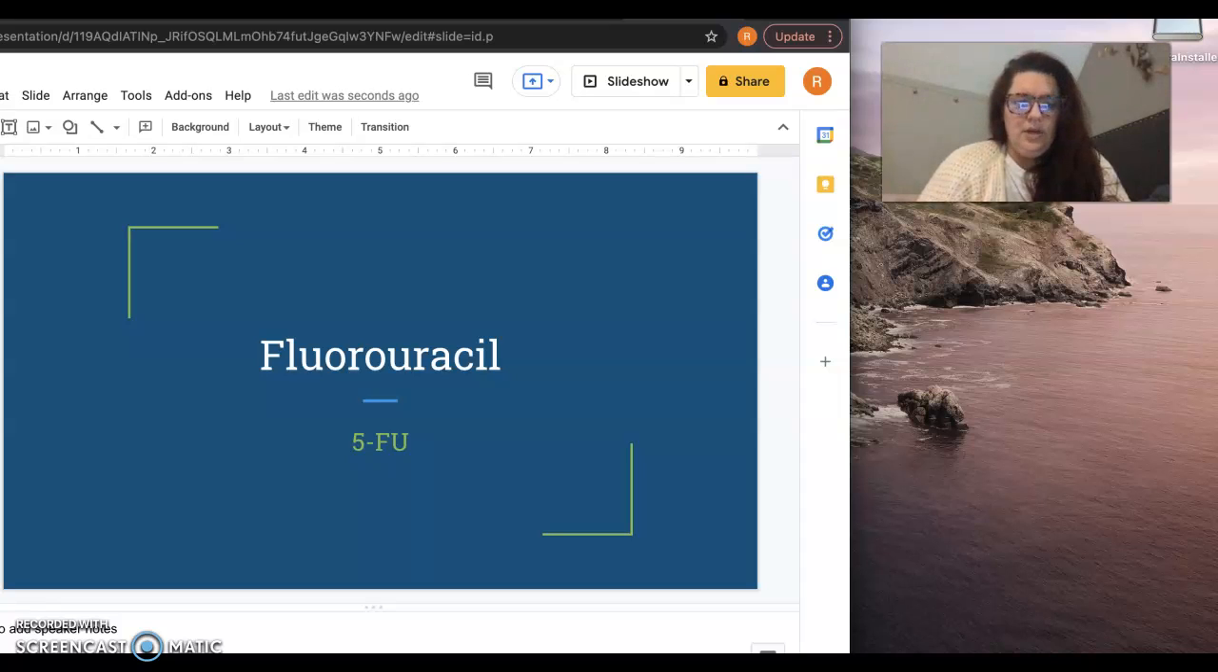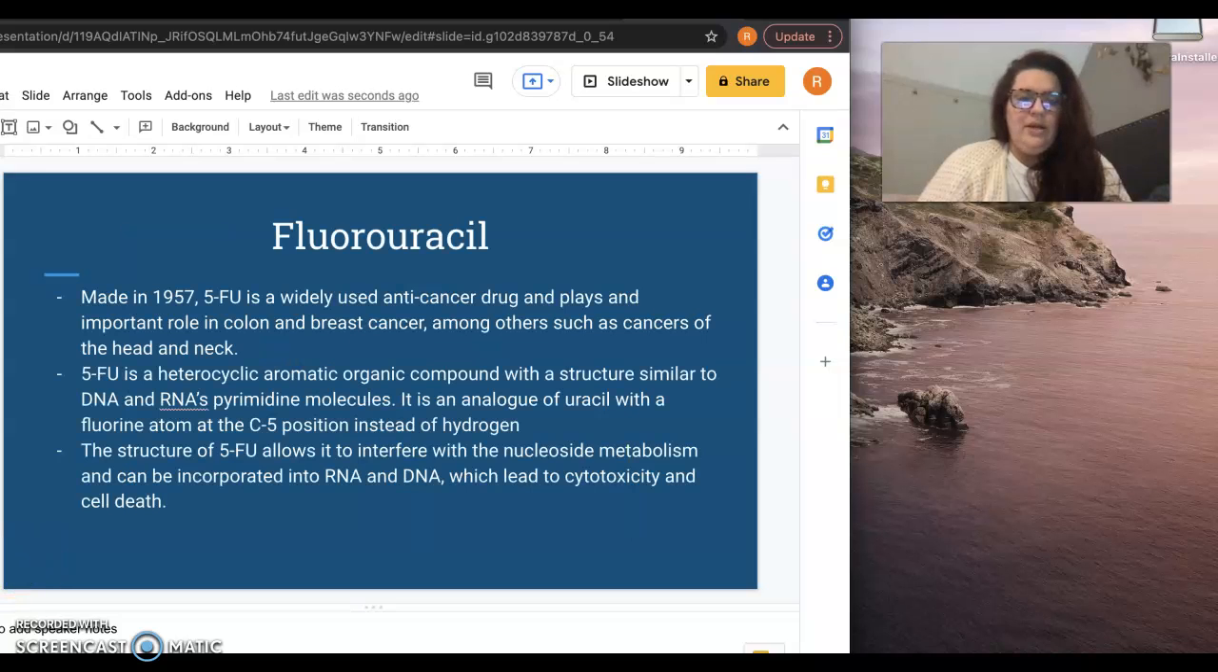This week is on fluorouracil or 5-FU. Just a little background on what this medication is. It was made in 1957 and 5-FU is a widely used anti-cancer drug that plays an important role in colon and breast cancer, among other cancers such as cancers of the head and neck.